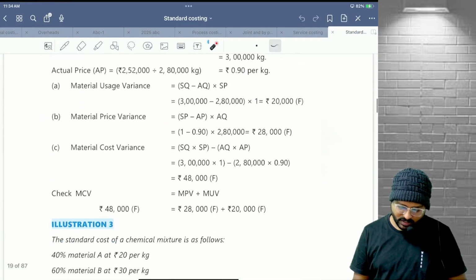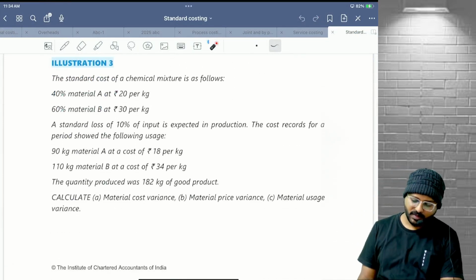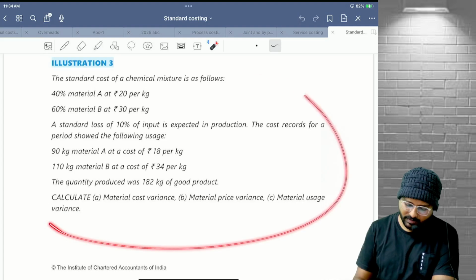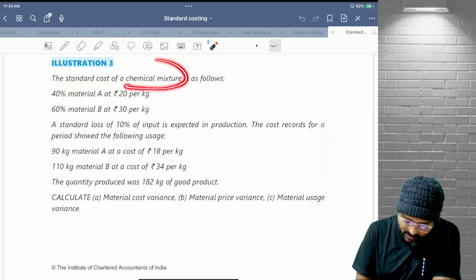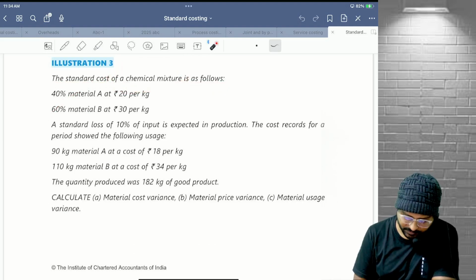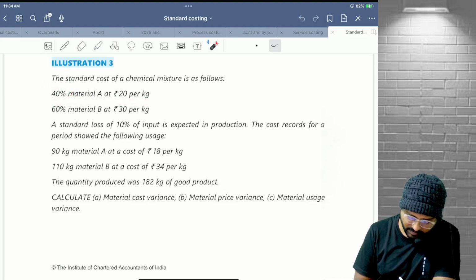Now going to question number 3. Ready? Now let's read the question. Now this is again based on material variance only. Let's have a look into that. Standard cost of chemical mixture is as follows: 40% of material A at 20 per kg, 60% of material B at 30 per kg.